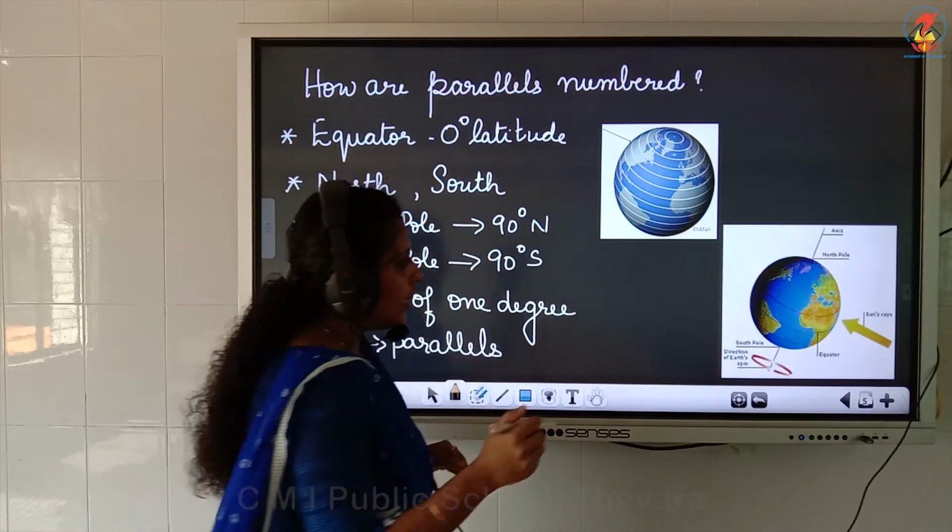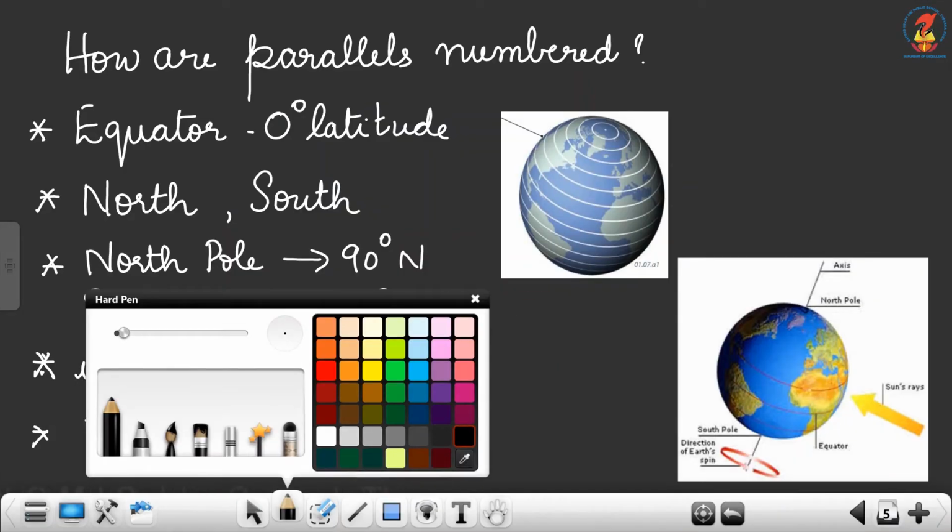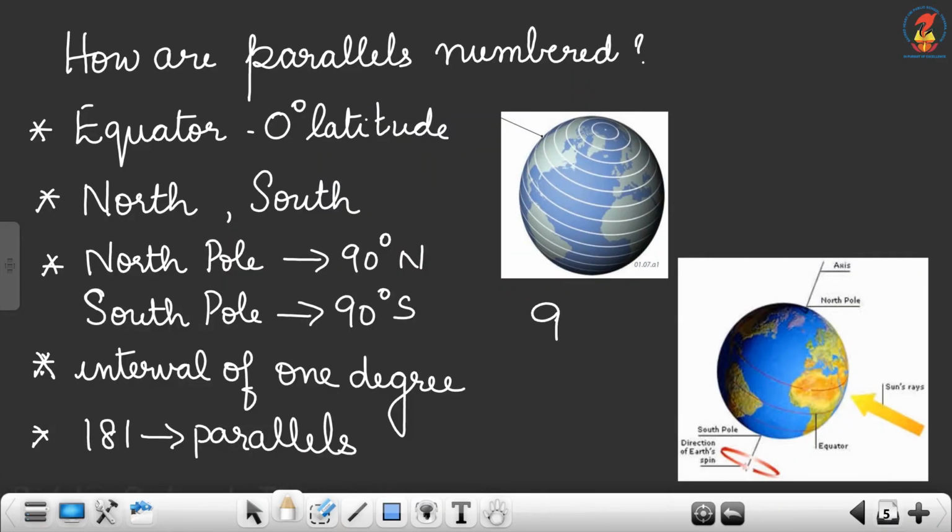Right. So I said a number of 90 there, right? 90 in the northern hemisphere and 90 in the southern hemisphere. So it makes a total of 180, right? Plus we are going to add one more, that is the equator.